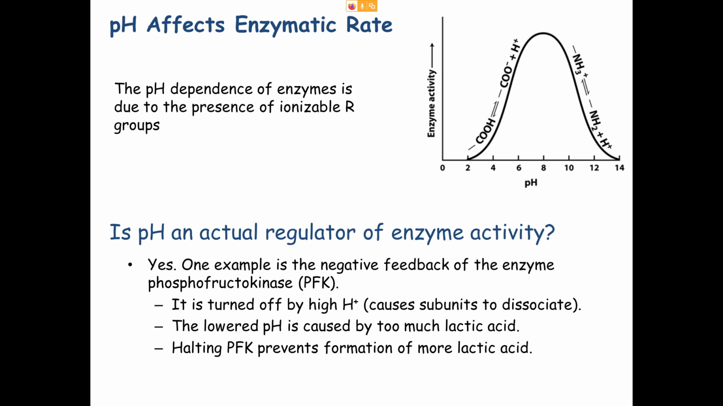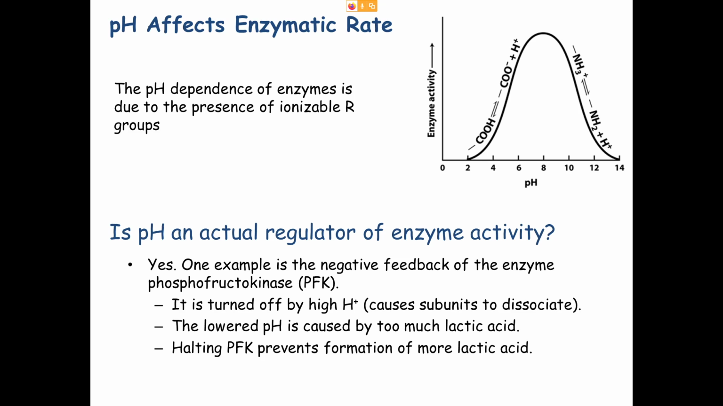And so, do we really regulate enzymes by changing the pH? I mean, most cells don't drastically change their pH like this. Yes, between the stomach and the small intestine, that makes sense. But in the blood and in the cells, we generally don't vary the pH that drastically. So do we alter enzyme activity by changing pH? In fact, yes, we do, just not that drastic.